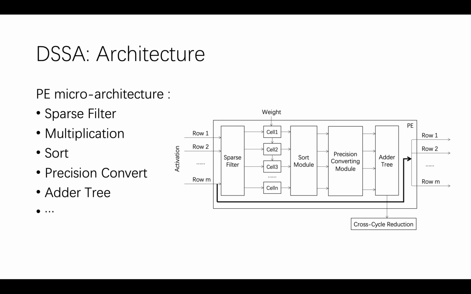Cells perform the multiplication operation. The sort module adjusts the location of the multiply results to make them easy to accumulate in the adder tree. The precision converting module achieves data precision conversion. The adder tree performs multiple partial result accumulation, which uses the FAN network in SIGMA and uses dedicated control logic generated by activation indices to replace the original root algorithm.